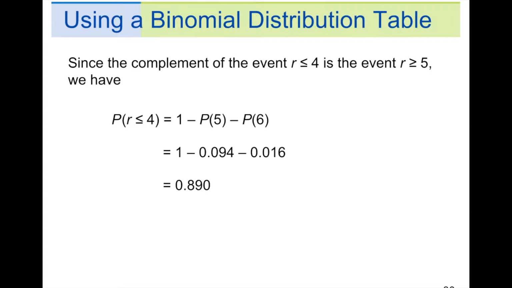Since the complement of the event r is less than or equal to 4 is the event r is greater than or equal to 5, we have the probability of r less than or equal to 4 is 1 minus p of 5 minus p of 6. So instead of getting all 5 of those values before, just do 1 minus those 2 values, and you'll get 0.89, the same thing we got before.